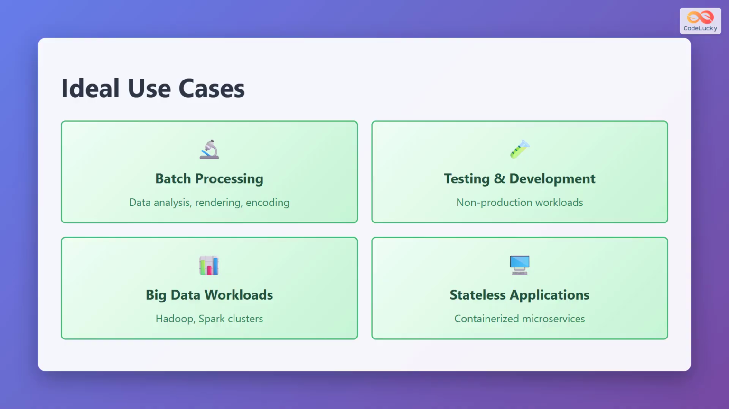Spot instances work best for specific types of workloads. Batch processing tasks like data analysis, video rendering, and media encoding are perfect candidates because they can be paused and resumed. Testing and development environments are ideal since they're non-critical and can tolerate interruptions. Big data workloads running on frameworks like Hadoop and Spark can distribute work across many instances, making individual interruptions manageable. Stateless applications, especially containerized microservices, work well because they don't store critical data locally and can be quickly replaced.